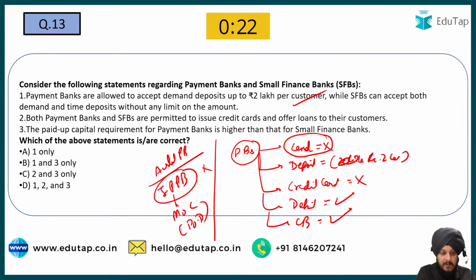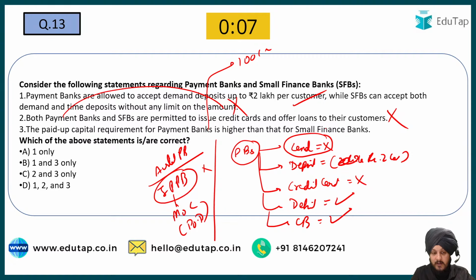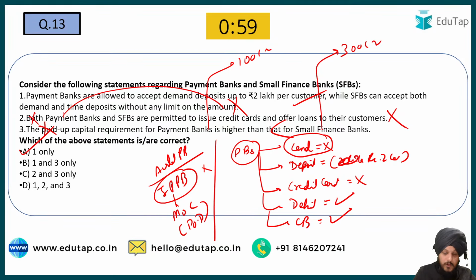तो यहाँ पर स्टेटमेंट बोल रहा है both payments and small finance banks are permitted to issue credit card and offer loans to the customer. ये गलत है, because payment banks are not allowed to do so. If we talk about the paid up capital for payment bank, it is 100 crore. And if we talk about small finance bank, it is 300 crore. So this one is higher. So that is why these two are going to be the incorrect options and A is going to be the answer to this question. I hope this is clear to everyone.